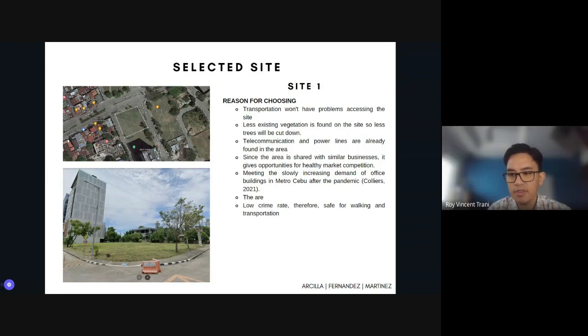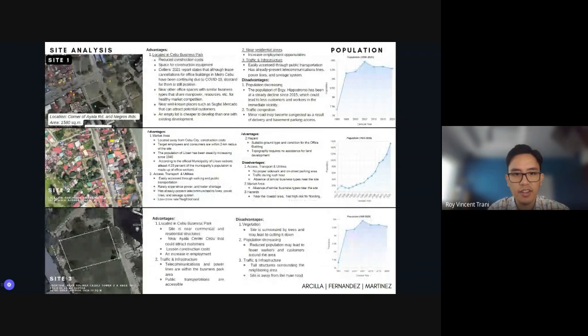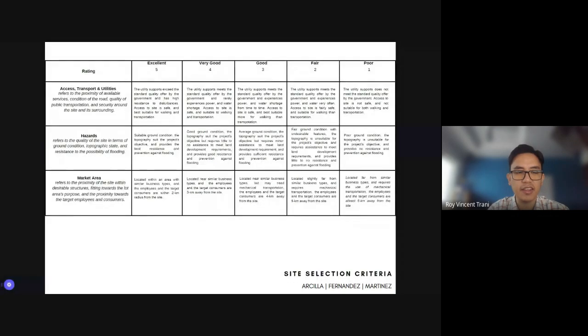Okay, thank you. Very good. Before you close, everything is there. Good job. And I just want to go back to the slide with the site analysis, the one before that, the rating.